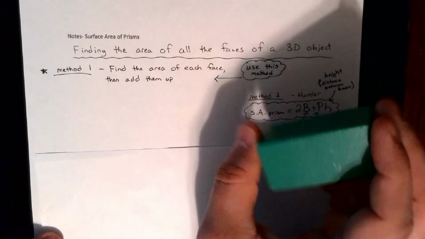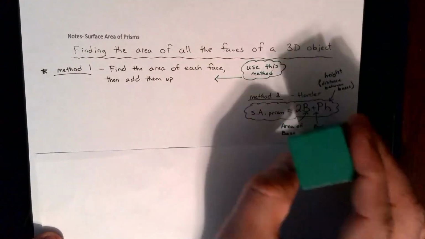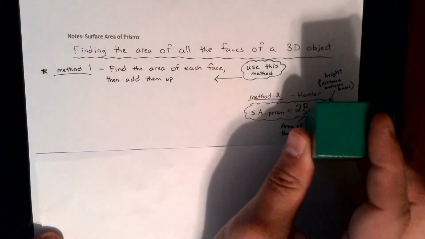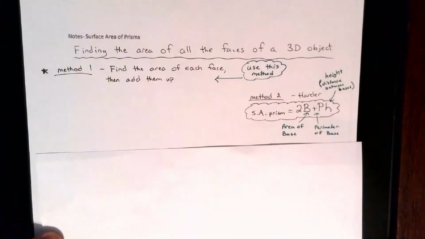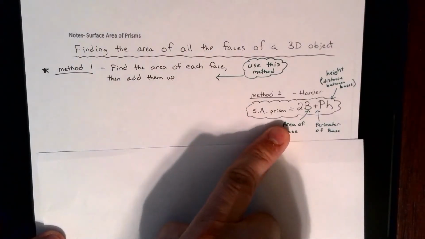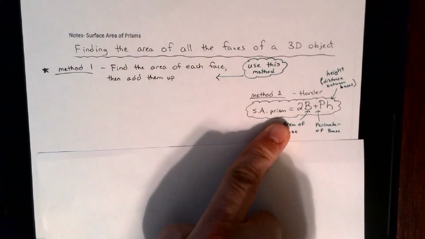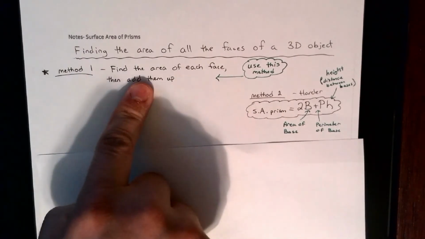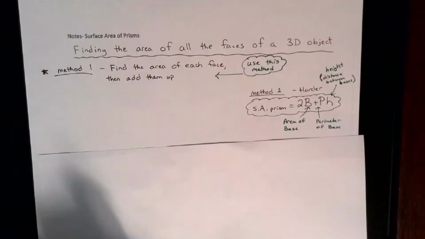So that can be a little bit confusing, which is why I don't recommend that. I will go over it again tomorrow with the cylinder and it'll probably make a little bit more sense. But again, the main reason I'm showing this is so that the cylinder formula doesn't come out of thin air tomorrow. So for today, just find the area of all the faces and add them up. I think that's the easiest way to do these problems.